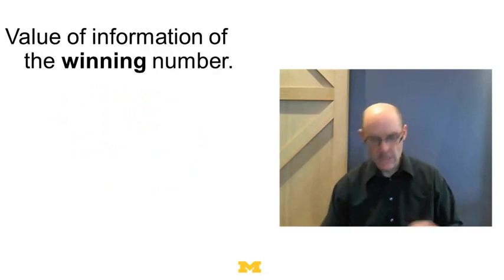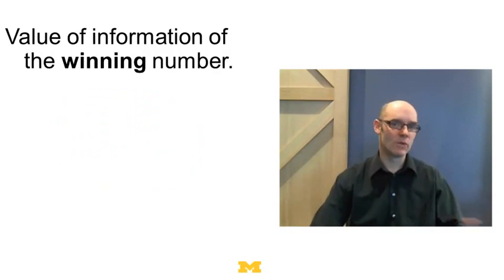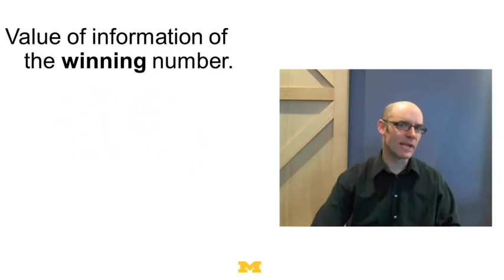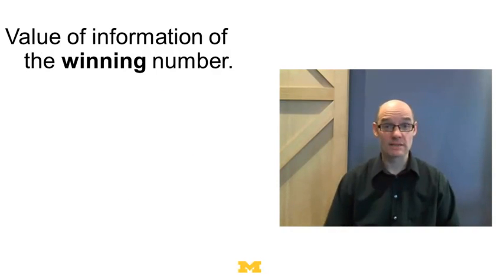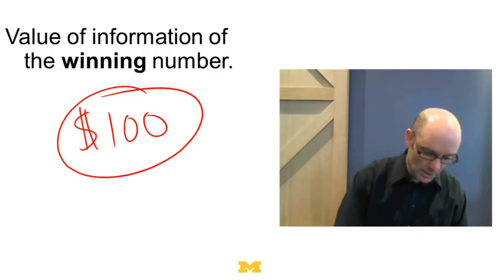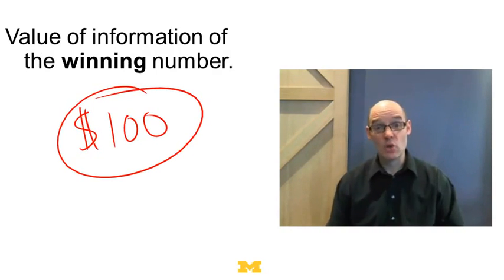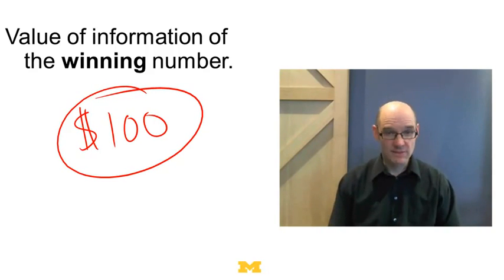Now, alternatively, suppose the person said, I can tell you the winning number. And suppose the most you're allowed to win is $100 per round. If they can tell you the winning number, you're going to win $100. So the value of that information is $100. The value of the winning number would be $100. The value of knowing whether your number wins would be $100 divided by 38. Okay, so that's the idea.